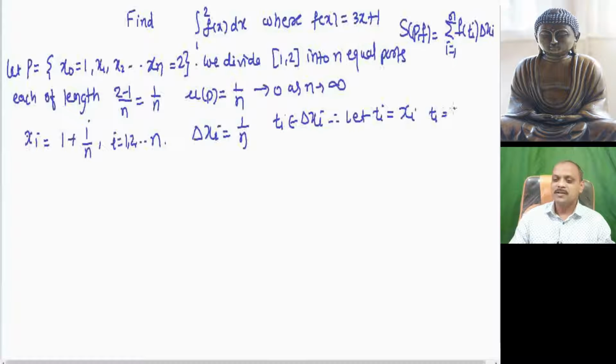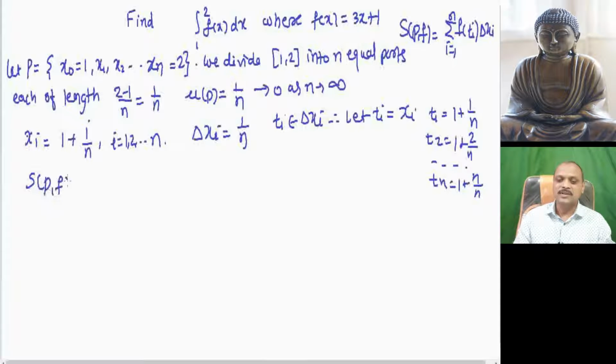That means what is my t1? t1 is equal to 1 plus 1 by n. What is my t2? t2 equal to 1 plus 2 divided by n. Finally, what is my tn? tn is equal to 1 plus n divided by n. So likewise we are choosing these points.